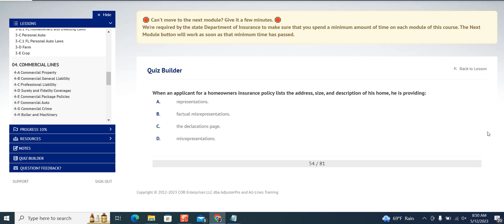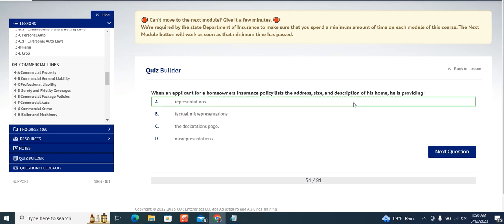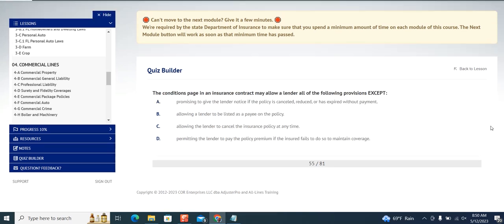When an applicant for a homeowner's insurance policy lists the address, size, and description of his home, he is providing... A. Yeah, he's providing everything he needs to provide. The conditions page in an insurance contract may allow a lender all of the following provisions except. The conditions page is gonna be the page that lists everything you must do for the policy to pay out, basically permitting the lender to pay the policy premium.